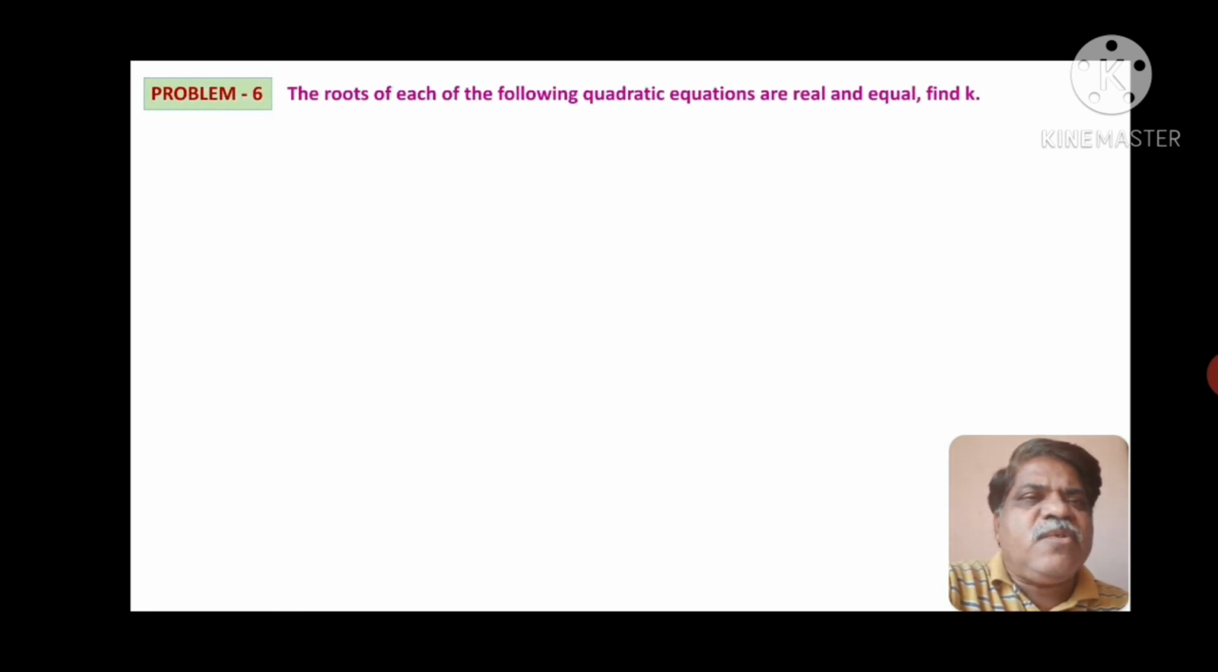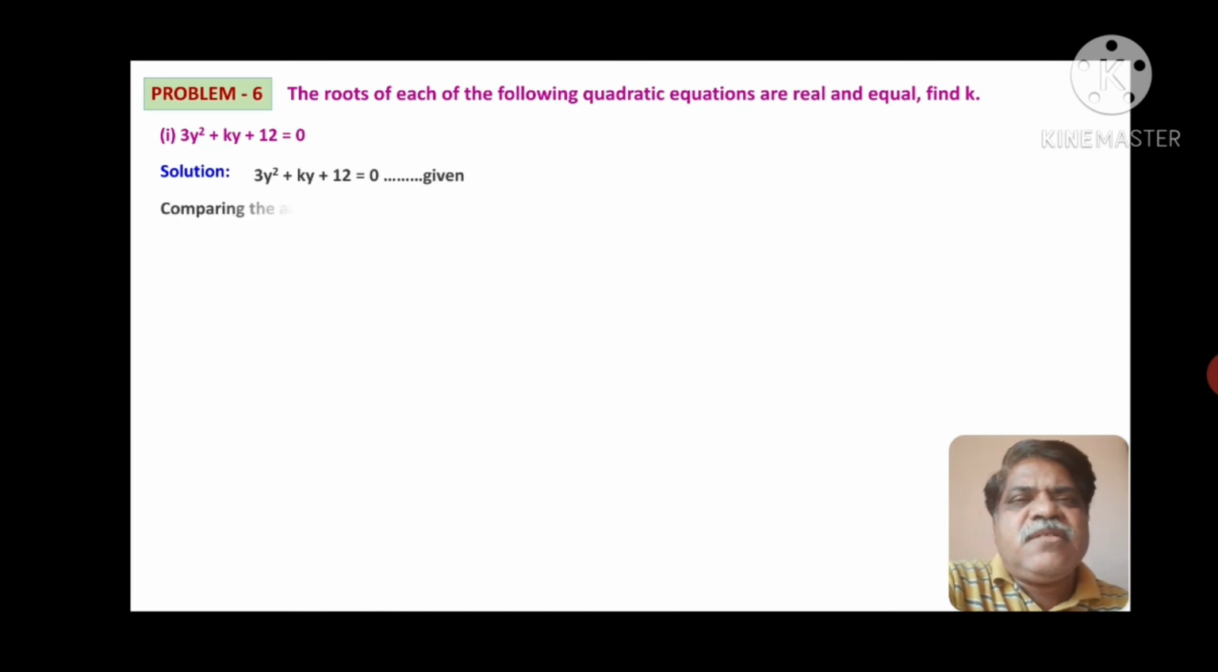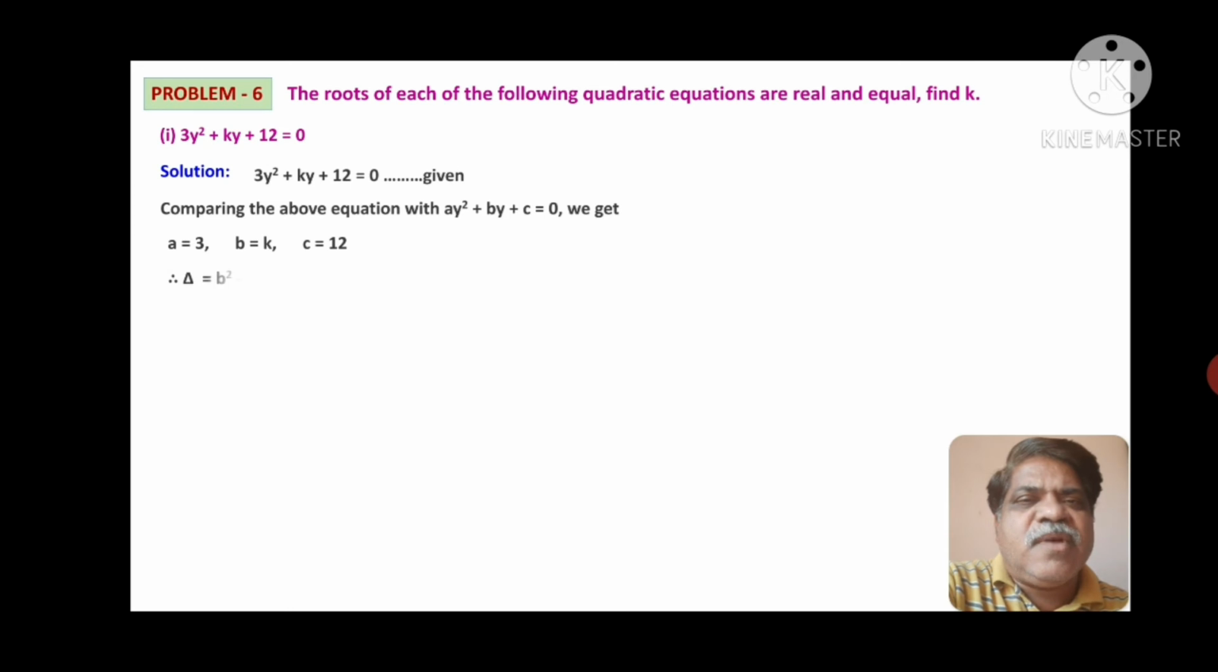Now, problem number 6. Consider that the roots of each of the following quadratic equations are real and equal. Find the value of k. The first problem: the quadratic equation given is 3y^2 + ky + 12 = 0. Comparing this equation with ay^2 + by + c = 0, we get a = 3, b = k and c = 12.